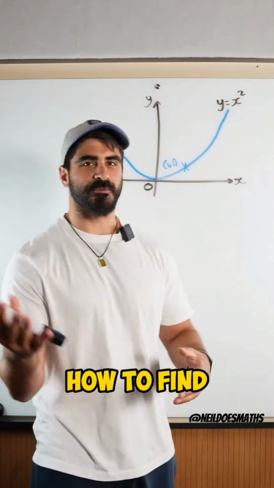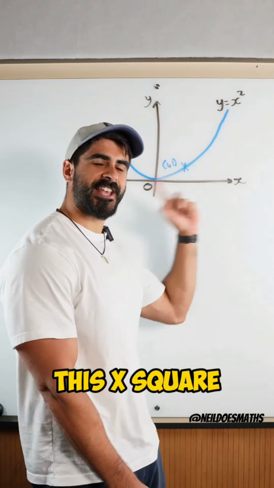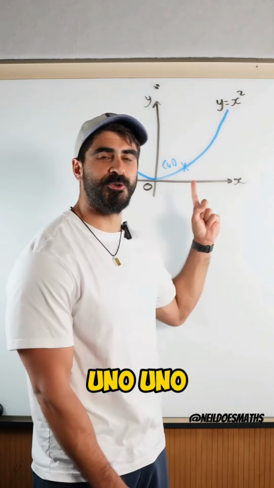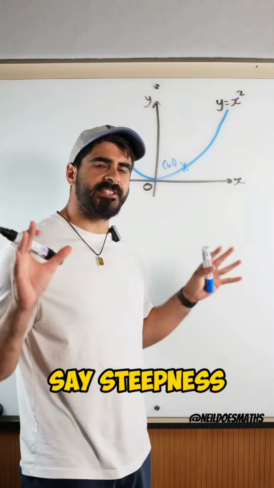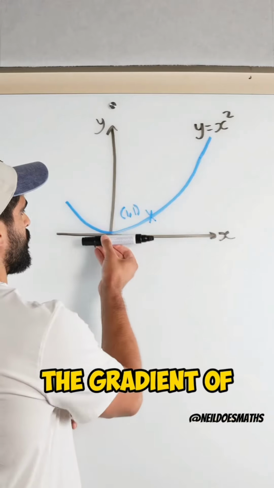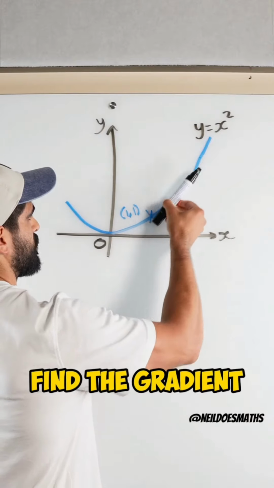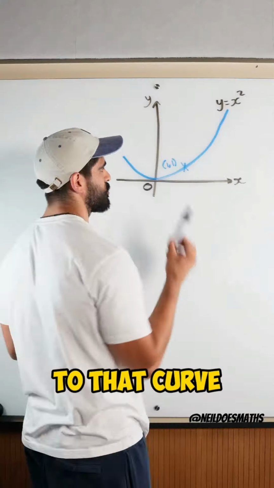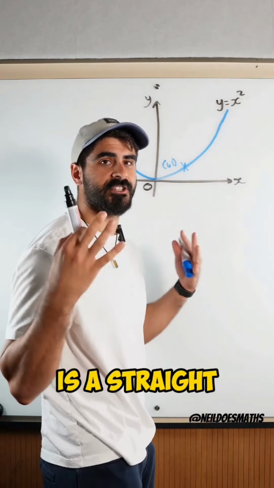Would you know how to find the steepness of this x squared graph at this point? Now, when I say steepness, mathematically, I mean the gradient. Now, to find the gradient of any curve, we need to find the gradient of the tangent to that curve. And a tangent is a straight line.